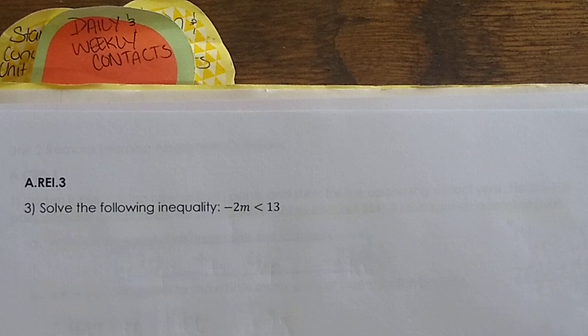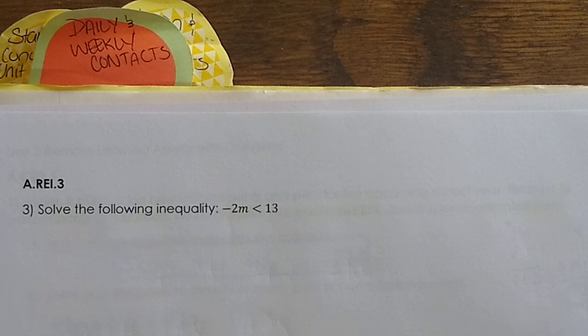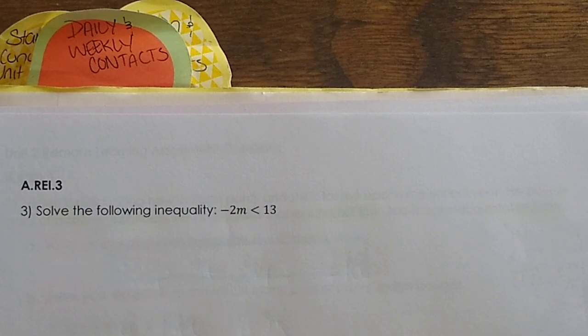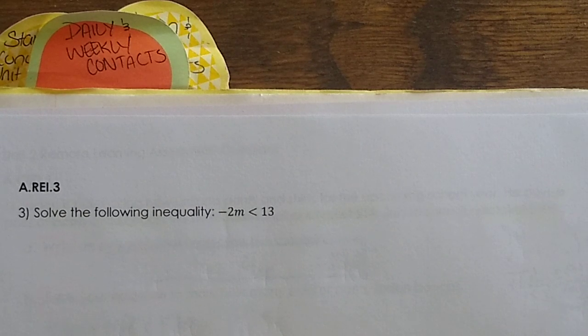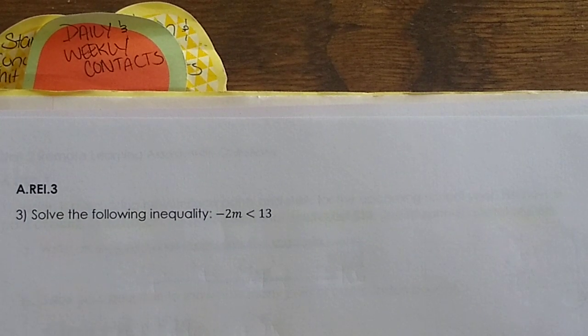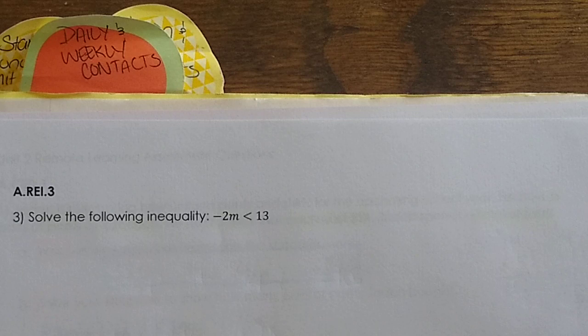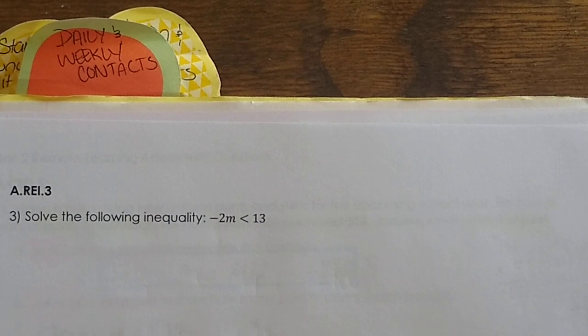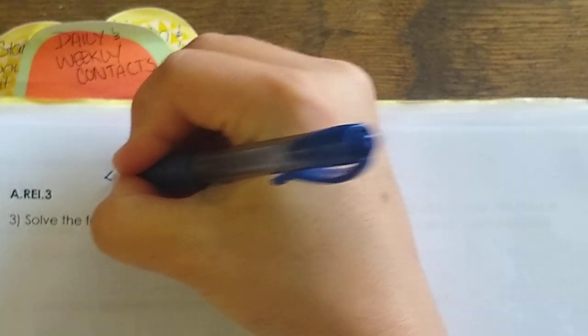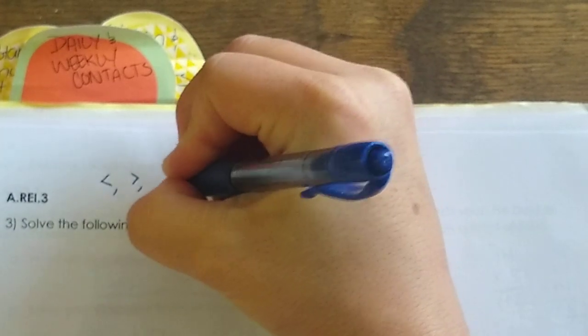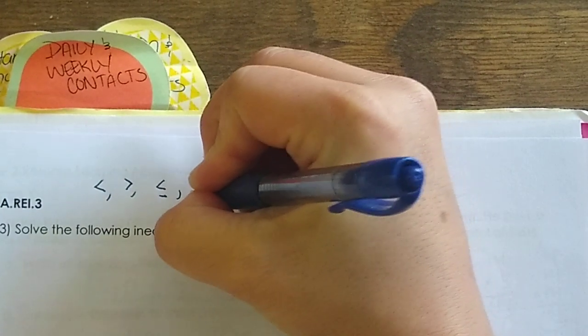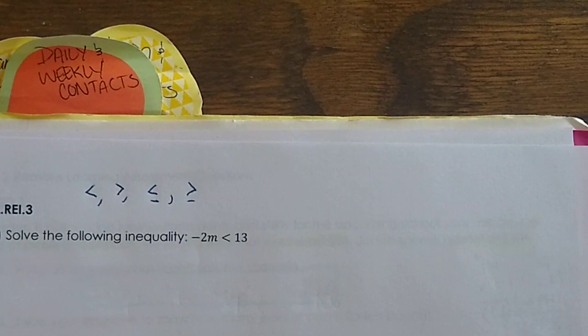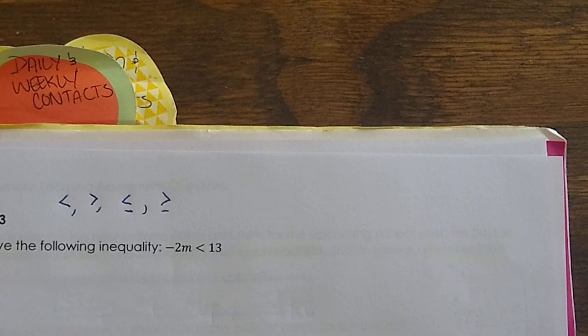But you're essentially still solving it the same way, still using your properties of inequality, making sure you're doing the same thing to both sides of the inequality. Reminder that you've got your four inequality symbols. So you have less than, greater than, less than or equal to, and greater than or equal to. And in addition to the fact that inequalities give you a range of solutions, we have a tendency to graph them on a number line.